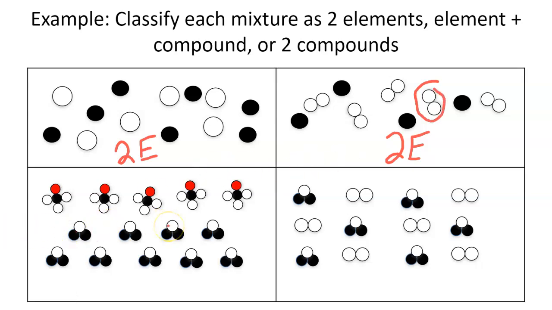This one down here is showing two compounds, right? Each of the two different compounds has two or more different colored circles touching each other. This one over here is arranged a little differently than this one. We'll talk about that in a minute. But this is showing a compound here, and this is showing an element. So this would be a mixture composed of an element and a compound.